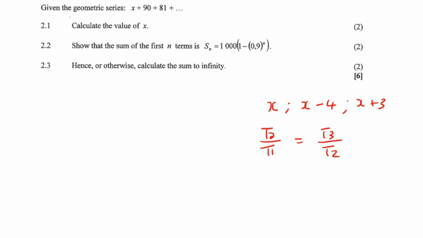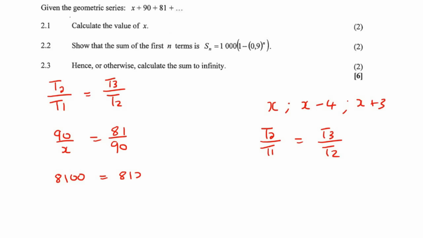So we'll start off by saying term 2 over term 1 is the same as term 3 over term 2. And then that's going to give us 90 over x equals 81 over 90. Then we can do some cross multiplication. And so that's going to give us 8,100 equals 81x. And then by dividing, you'll just find out that x is equal to 100.